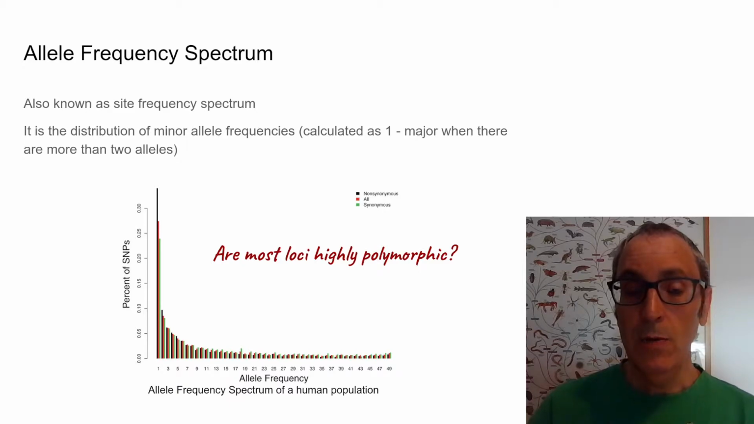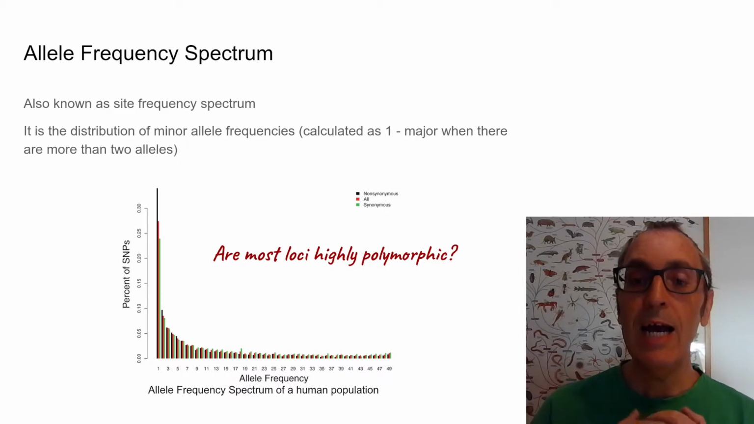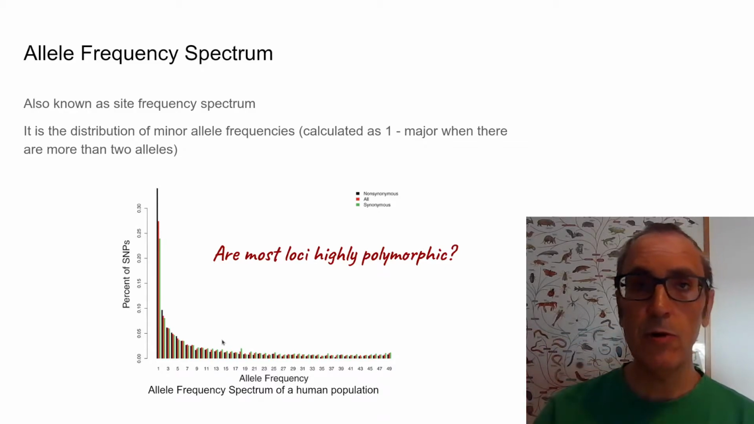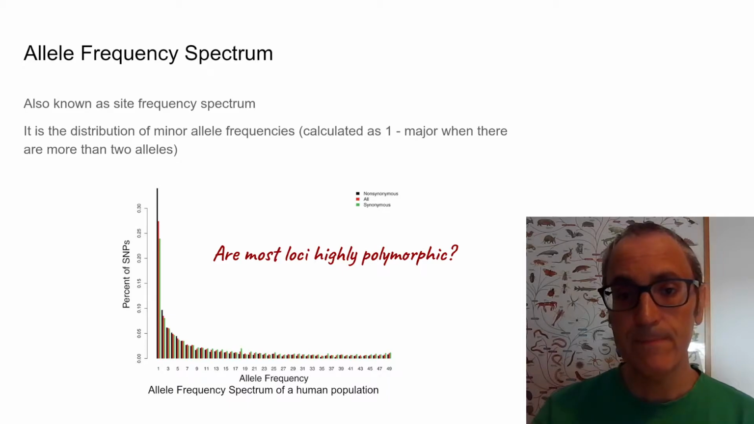Most loci that are variable are almost fixed. The minor allele is present in very few individuals. The reason is that there's an equilibrium between mutation and drift, and we will see how this equilibrium leads to the creation of this shape for the allele frequency spectrum, for the distribution of allele frequencies.